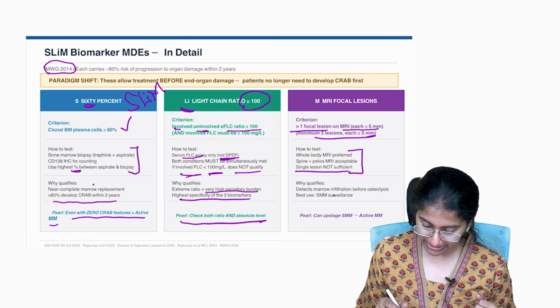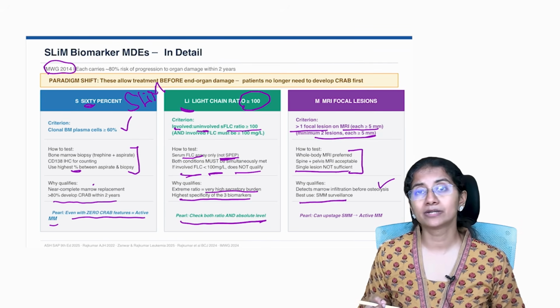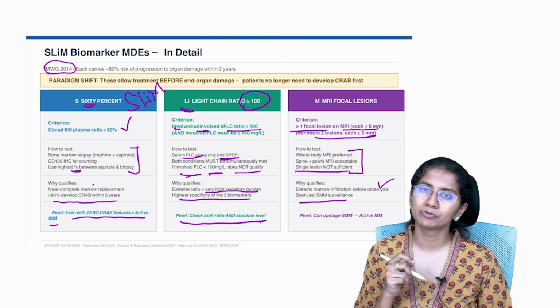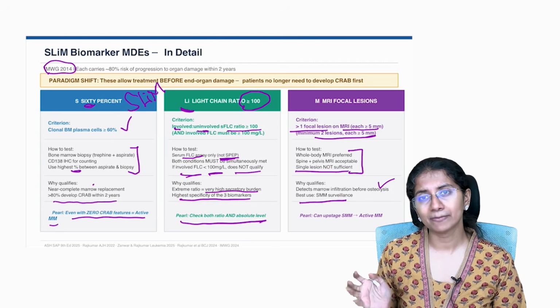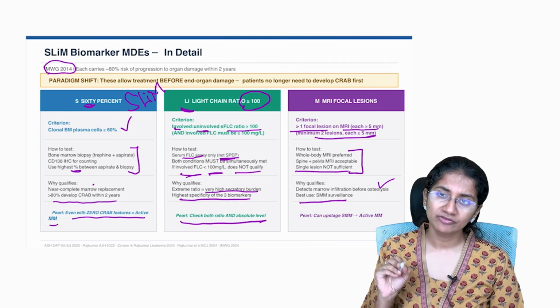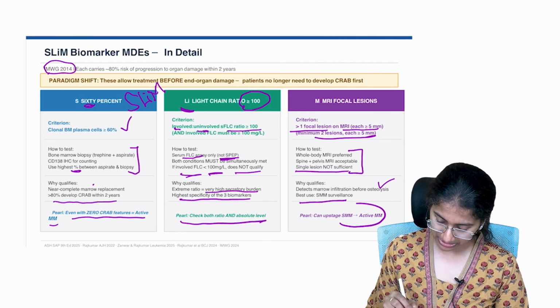Why does it qualify? It detects marrow infiltration before osteolysis. It is best used in smoldering multiple myeloma surveillance. So instead of doing a bone marrow biopsy every time in smoldering multiple myeloma, we can do a PET or an MRI, wherein we can find a single lesion more than 5 mm. So even one lesion will qualify; it will upstage the disease and we call it active myeloma.